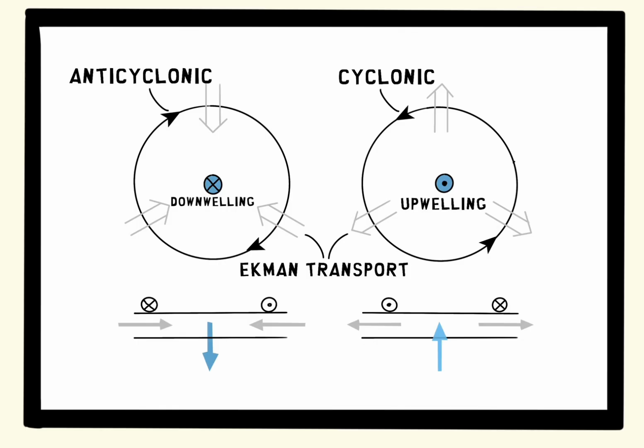The Beaufort Gyre is an anticyclonic, clockwise circulation system in the Arctic Ocean that is driven by a semi-permanent high-pressure system. Because vertical velocity is proportional to the curl of the surface wind shear stress, a negative curl would result in downwelling and a positive curl upwelling.